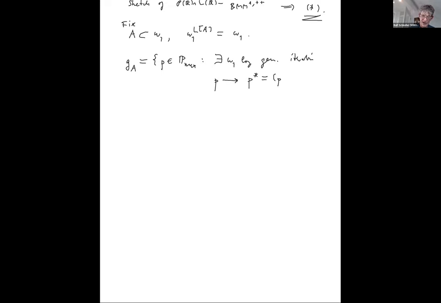So let's write P star as (P star, epsilon, the ideal I, and A), such that I is simply the restriction of the true non-stationary ideal of V to the iterate. And A is simply capital A, the capital A from up here. Okay, so it turns out that G_A is a filter.